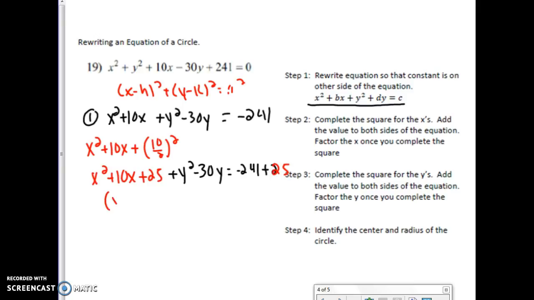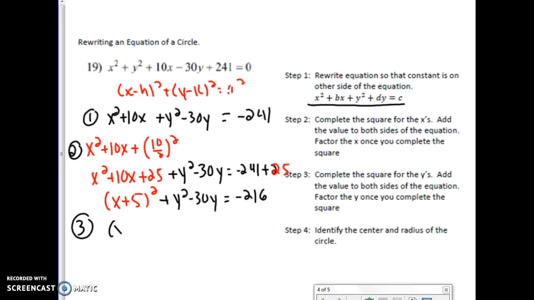If you guys remember, it's just going to be (x plus 5) squared. So I got (x plus 5) squared plus y squared minus 30y. Now that's going to be negative 216. Okay, so that's done. Step 2 is done. That was step 2. Step 3, we're going to repeat the same process with the y's.